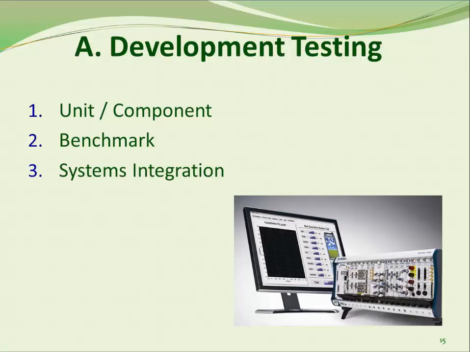There are three key types of testing that occur during development: unit or component testing, benchmark testing, and systems integration testing. These are done by your developer to ensure the system is ready and functioning for user acceptance testing. Let's look at what happens in each of these types.